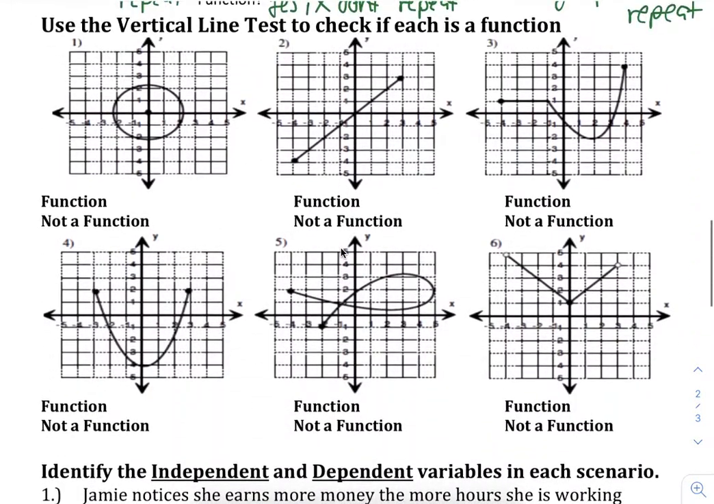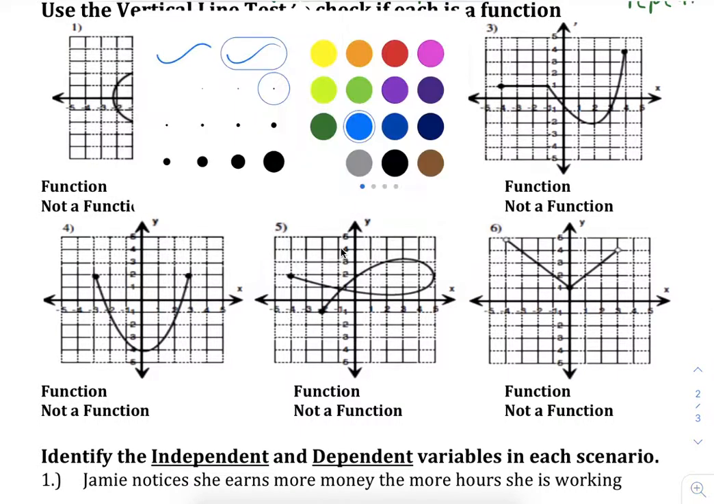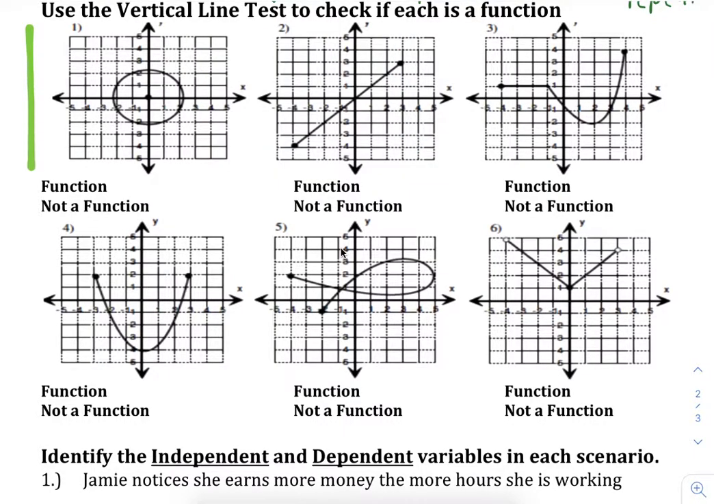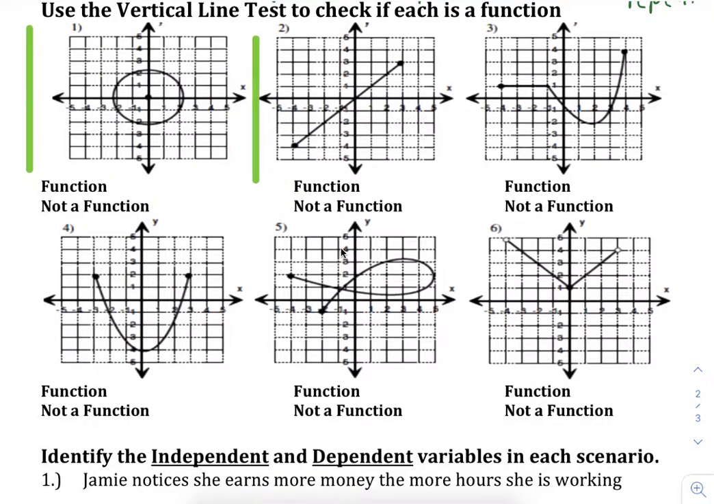Great. All right, so in this section, we're all about using the vertical line. I want to go ahead and show you what that vertical line looks like. Let me make it a fatter line. So vertical means straight up and down. Here's how the vertical line test works. If I slide it across the graph and it ever hits the graph, and by graph, let me show you what I mean.